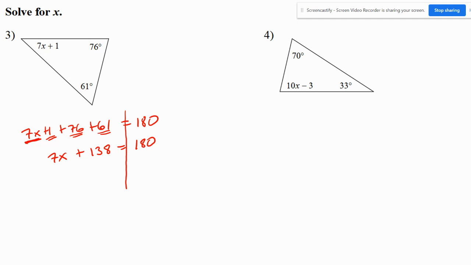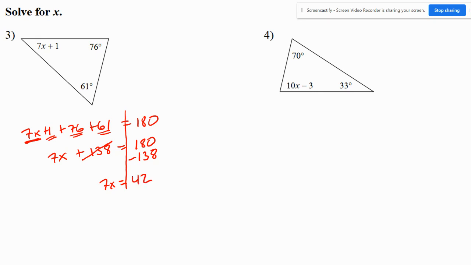Now I'm going to get the x by itself. So I see that x is on the left side. The plus 138, I'm going to move it to the other side as a minus 138. Don't forget to switch the sign. So on the left side, I have 7x. On the right side, I have 180 minus 138. 180 minus 138 happens to be 42.